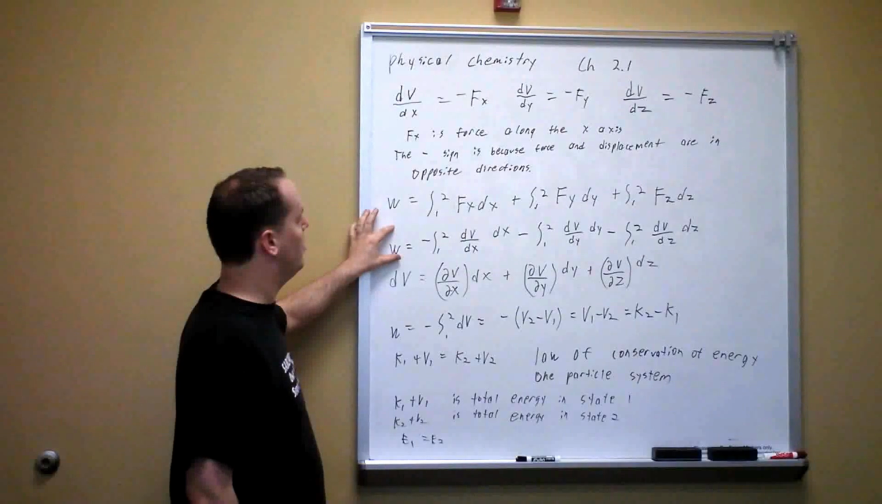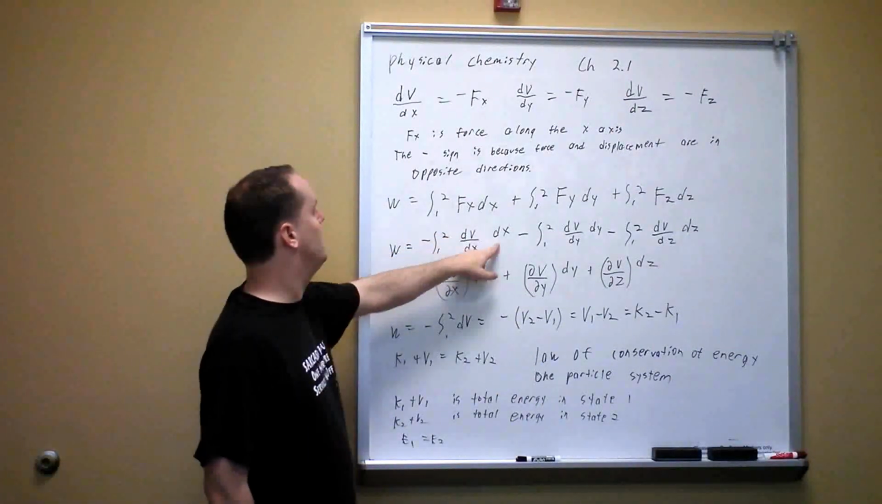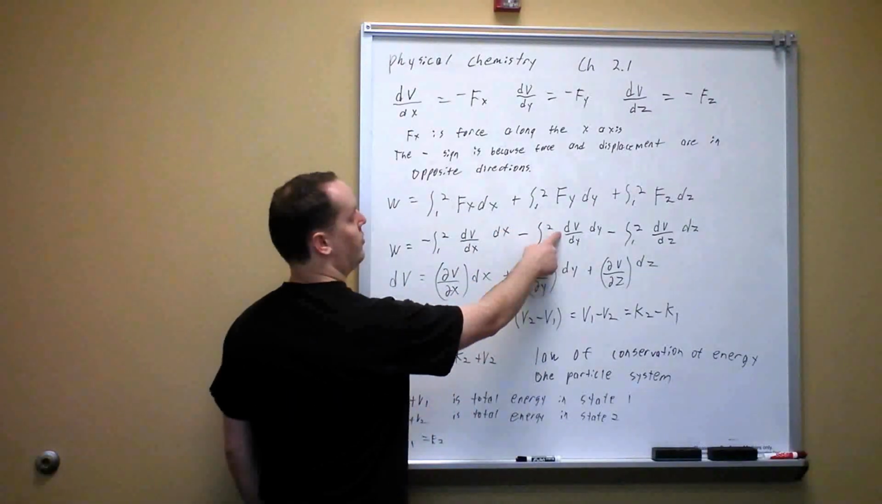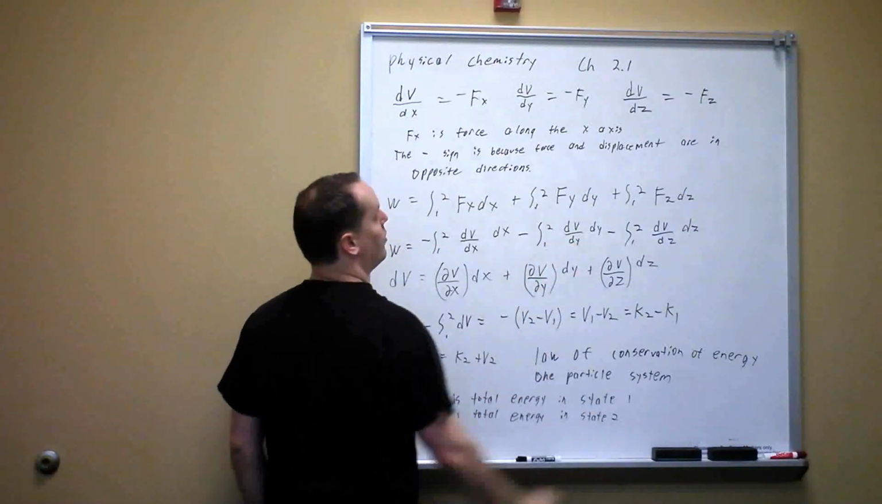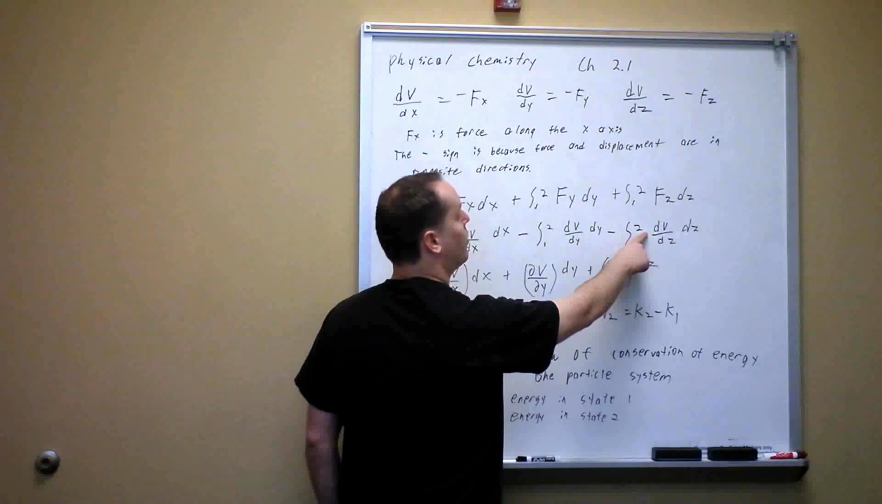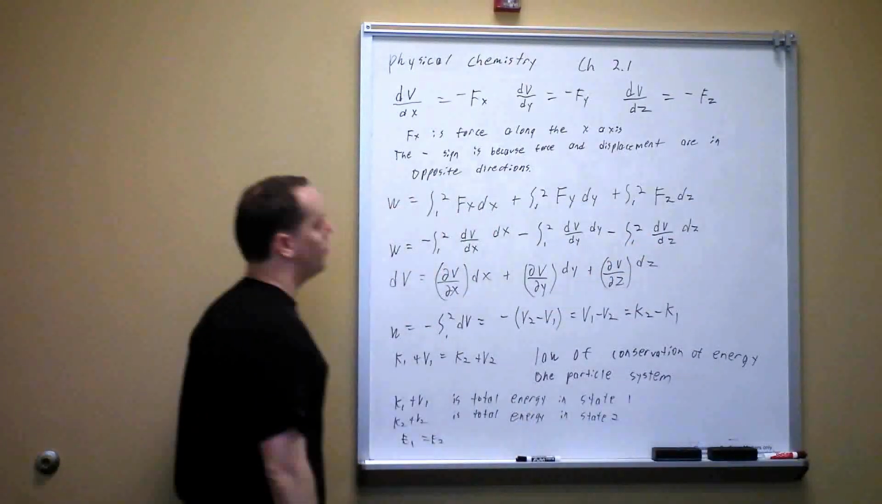So substituting out these formulas up here, then we have work is equal to minus the integral from state 1 to state 2 of the derivative of V with respect to x dx, minus the integral from state 1 to state 2 of the derivative of V with respect to y dy, minus the integral from state 1 to state 2 of the derivative of V with respect to z, hence the differential of z.